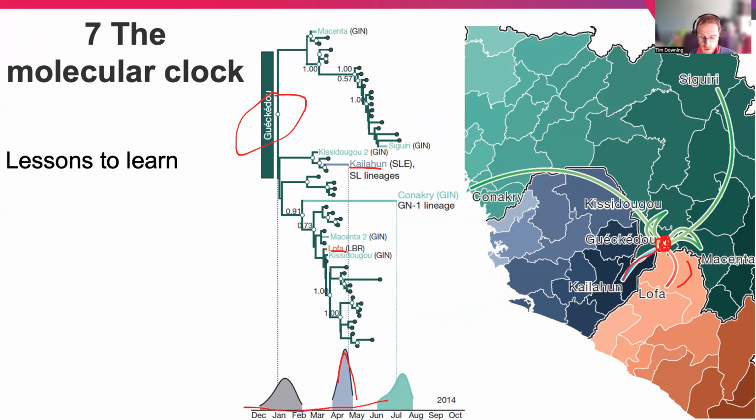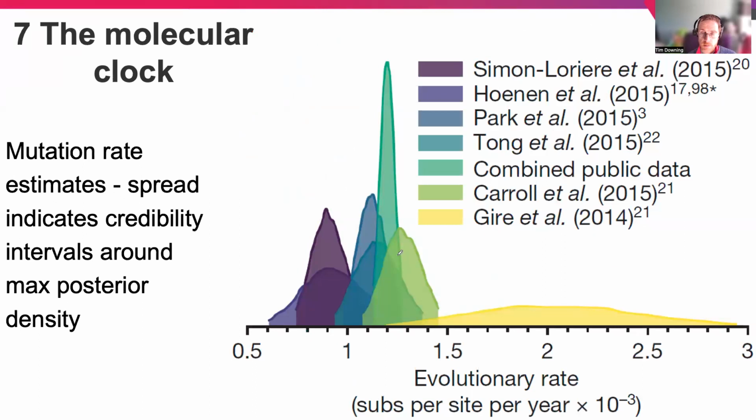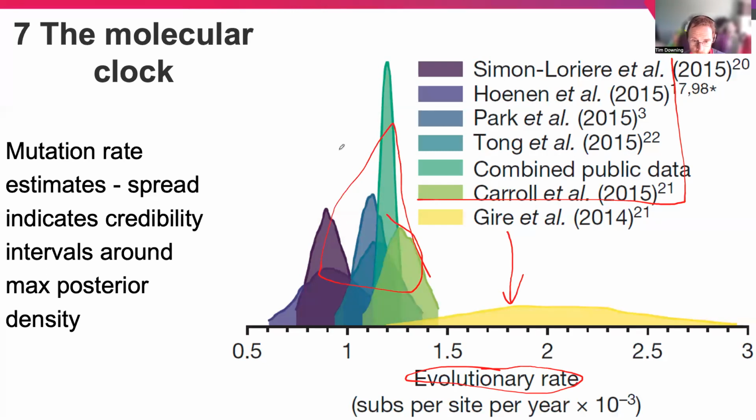One thing we learned from that study was that there were different estimates of the evolutionary rate or substitution rate. So you can see here, this is the substitutions per site per year. You can see that there are different estimates here that are very, very wide. One early one was from Gire et al. in 2014. I see the other ones here are a bit later. So what you see is that the later ones tend to conform to a lower rate, and you see their certainties are much higher.